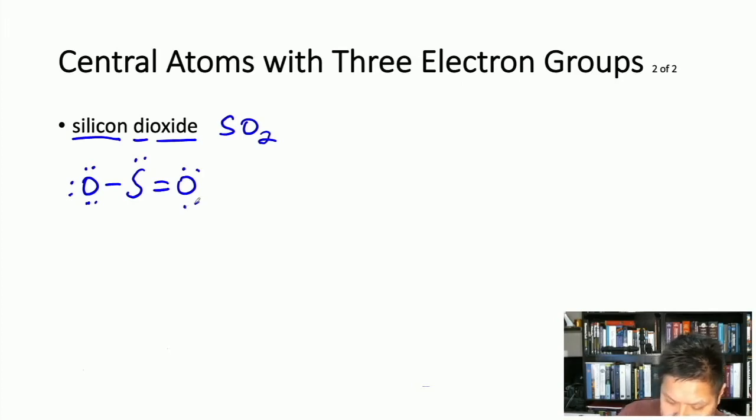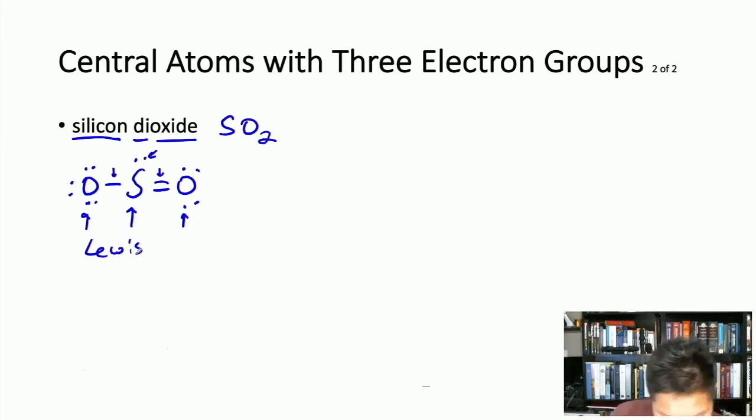Everybody has their octet. This oxygen has an octet. This sulfur has an octet too: 2 from this bond, 4 from this double bond, and 2 from the lone pair. That makes 8, so that's the full octet. And then the other oxygen has a full octet, which you already know from carbon dioxide. But I didn't follow VSEPR. This is just a Lewis drawing.